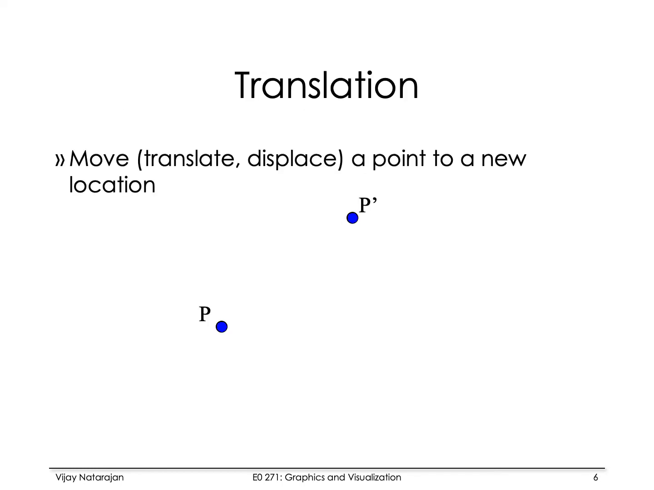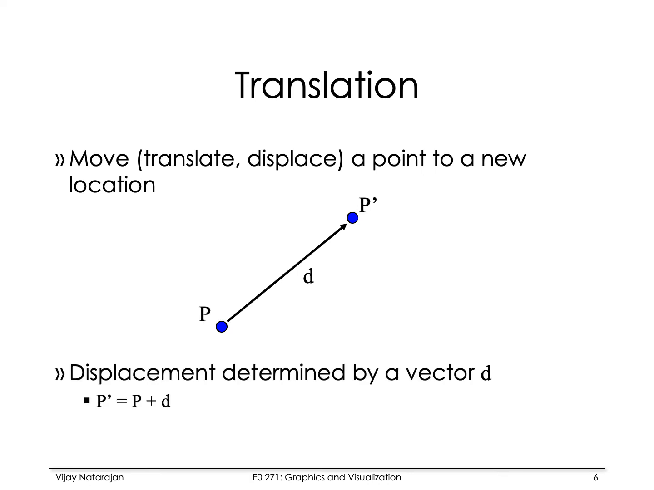Now let's look at the various simple transformations one after the other. So let's start by looking at translation. A translation is essentially moving a point P or displacing it to a new location. So this displacement, of course, is specified by a vector. So the new point P prime is given by P plus the displacement vector D.